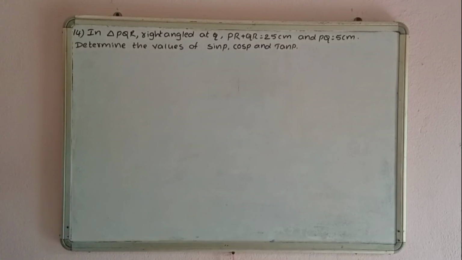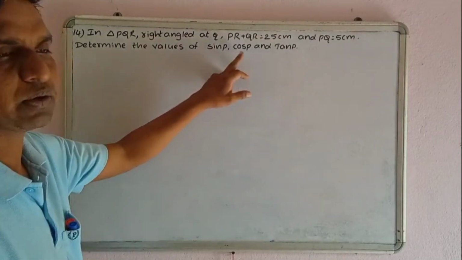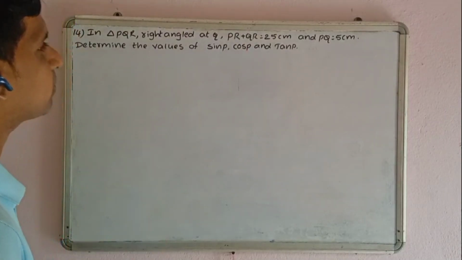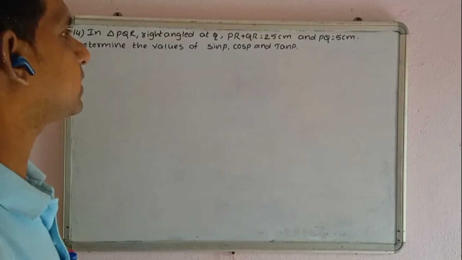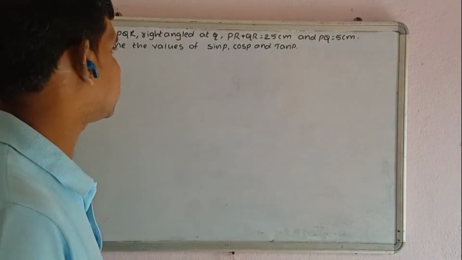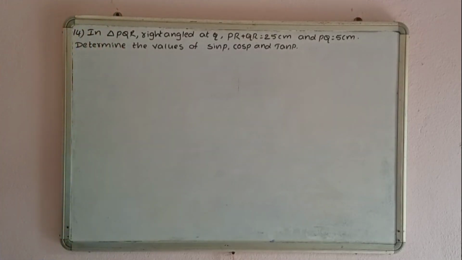Triangle PQR, right angle at Q. In triangle PQR, right angle at Q, and PR plus QR equals 25 centimeters and PQ equals 5 centimeters. Determine the values of sin P, cos P and tan P.